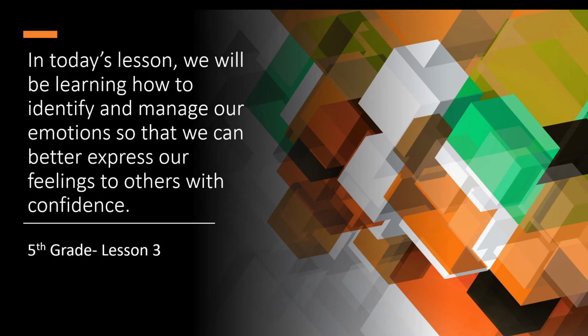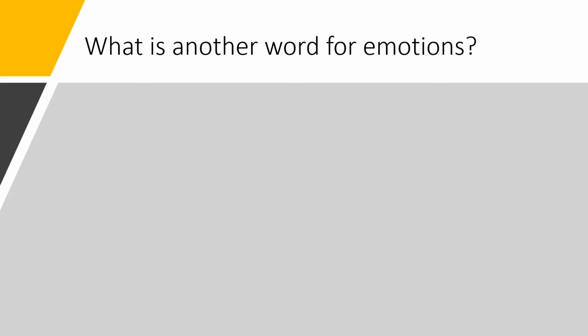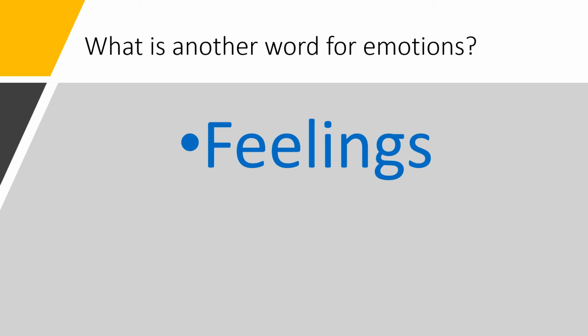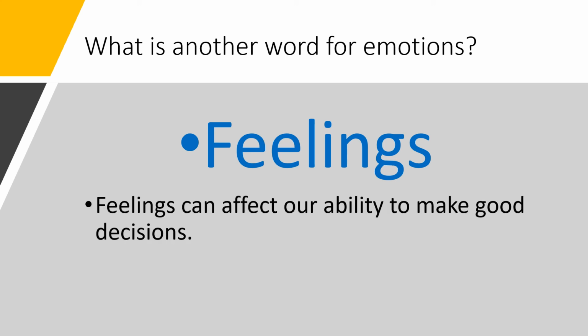In today's lesson, we are going to be learning how to identify and manage our emotions so that we can better express our feelings to others with confidence. So let's think about emotions. What is another word for emotions? That's right, feelings. Our feelings can affect our ability to make good decisions. Our emotions influence our decision making. Understanding what you feel will help you make better decisions. Having the words to describe how you feel and being able to express your emotions in healthy ways will help you communicate your needs.